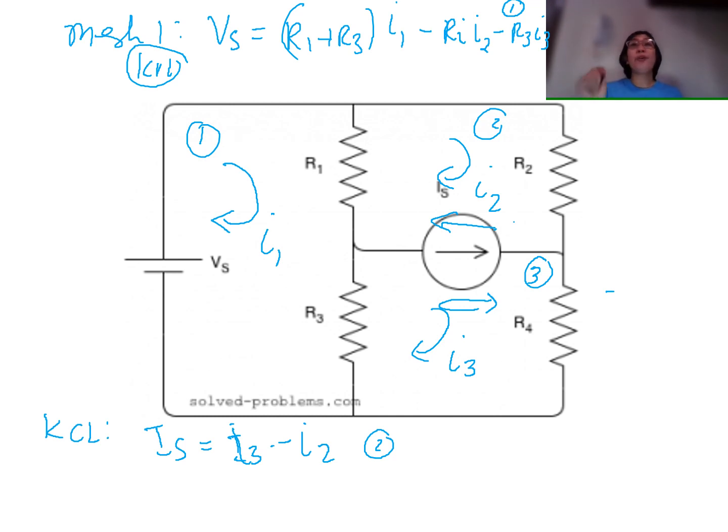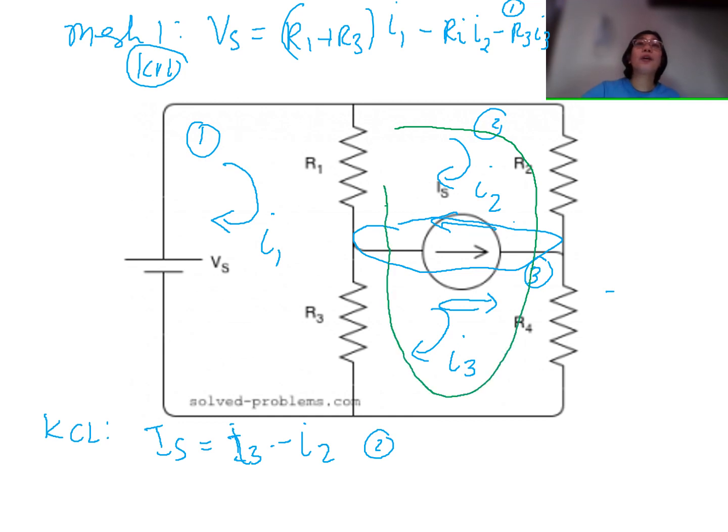And our third equation is also a KVL. How do we do our KVL? We will be removing the branch. We will remove this entire branch, and then we will have a bigger mesh without that branch. So this is our bigger mesh. This is your super mesh.